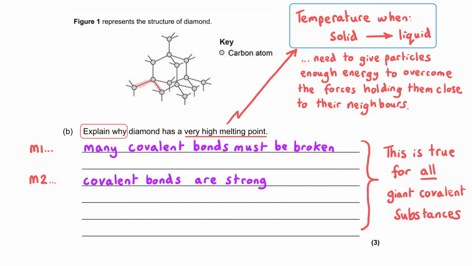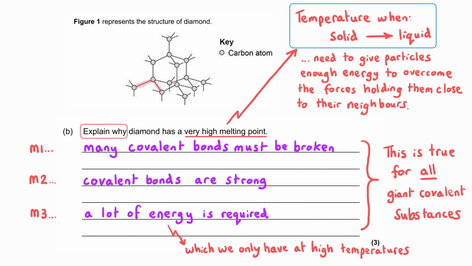And furthermore, covalent bonds are very strong. And so that means that breaking them is not easy. And so to make that happen, we need to put in a lot of energy to break those strong covalent bonds. And we only have enough energy to make this change happen when the temperature is very high. And that's why diamond has a very high melting point, because it's only when we reach very high temperatures that the atoms have enough energy to break the covalent bonds, holding them together to their neighbouring carbon atoms.